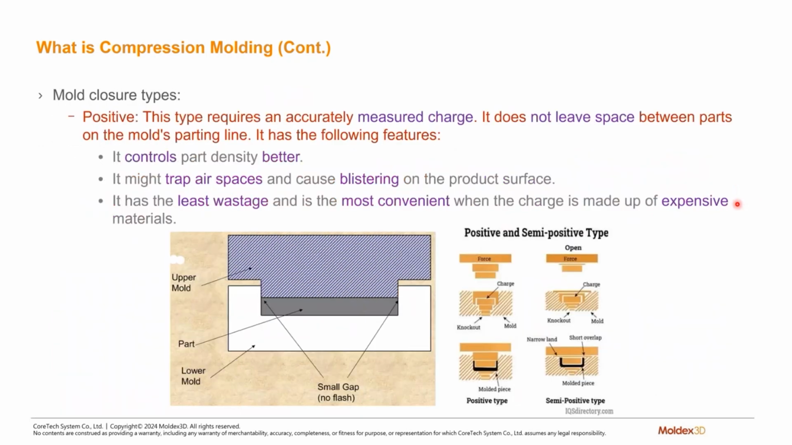Next one is the positive mold type. This one requires an accurately measured charge, because there is no small space in the mold. So we can see the pictures: you put the charge in here and compress it.